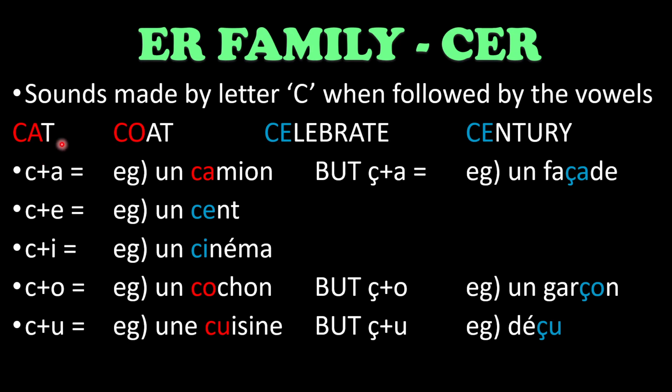So cat, coat. Can you hear the k sound? That is the hard C sound. Then celebrate, century. Can you hear the S sound, which is a soft C sound? Those are the two kinds of sounds that you get from the letter C in English as well as in French. Now, in French, what sound you get from the C is decided by what vowel follows it.